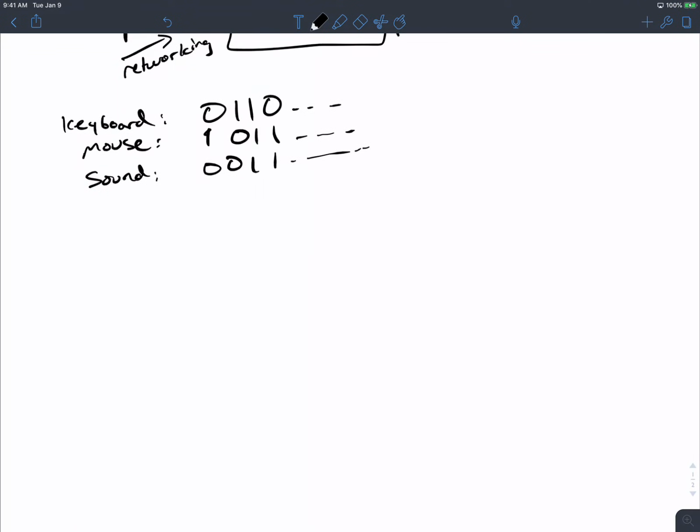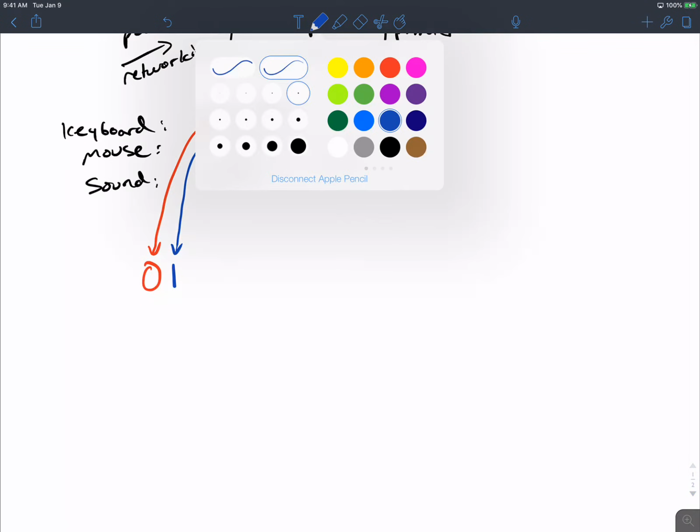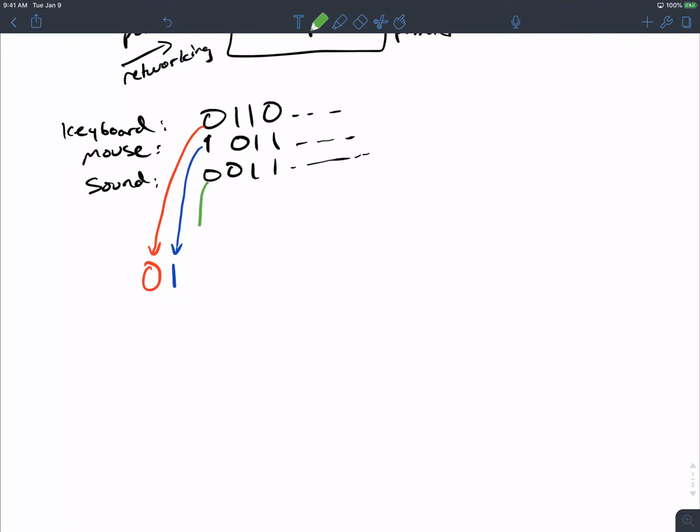Here's what you do. So I'm going to switch colors. Anyone else like Notability? I like Notability. Good. So what I'm going to do is take the first bit of the first input, the keyboard one, and write it down here as 0. Then I'm going to switch colors again and go to the first bit of the second input. So the 1 right here, and I'm going to write a 1 here. Switch colors again, let's say green, and then I'm going to do it like this.